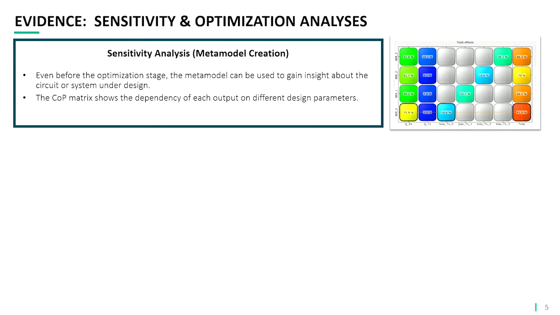So let's see what results we ended up with. The nice thing about this workflow is even before you go into the optimization stage, you can first do the sensitivity analysis, and in that process, you can get some deep insight into your circuit. The table that you see on the right-hand side is called a COP matrix.